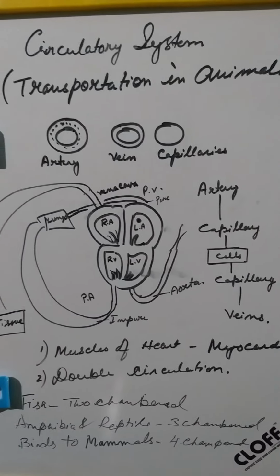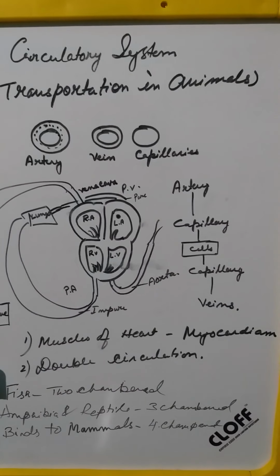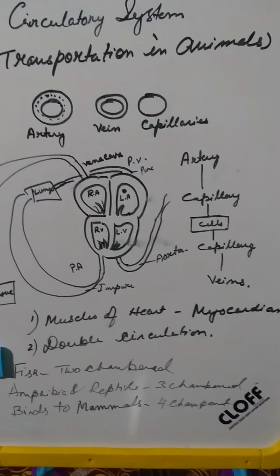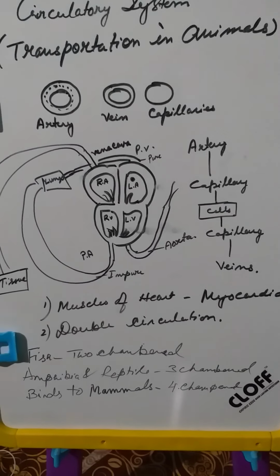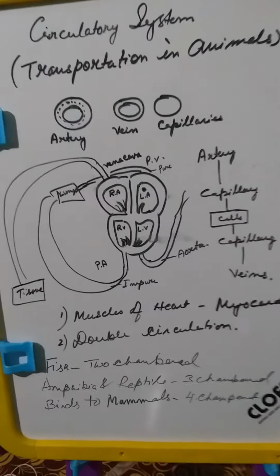Now here you can see, in today's chapter we would be dealing with transportation in animals. The earlier part we have done earlier. In my previous class we did the earlier part, the transportation in plants. So we begin with transportation in animals.